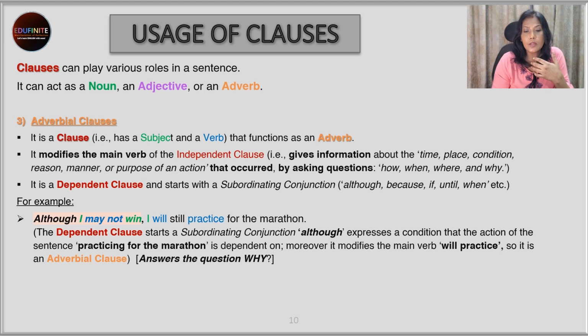Who knows? So, the action of practicing for the marathon is dependent. Moreover, it modifies the main verb will practice. I will practice, although I might not win. So, it's modifying will practice. For that reason, it's an adverbial clause because it's modifying the verb.